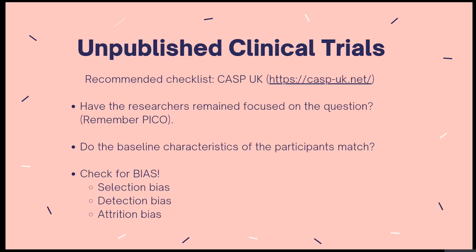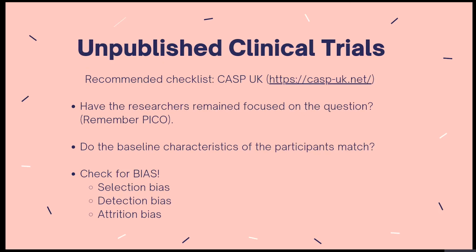So for trials, remember to think about PICO, so this stands for Population, Intervention, Comparison and Outcome. This will help you determine if the trial remained focused on the research question. Check the characteristics of the participants. This is areas like age and sex, and whether they match as closely as possible to each other. If they don't, could this have affected the results?